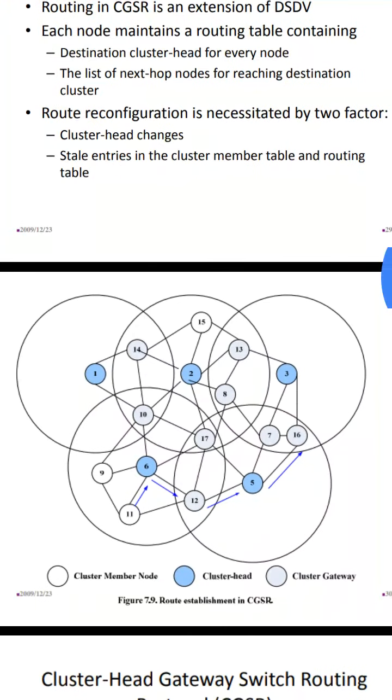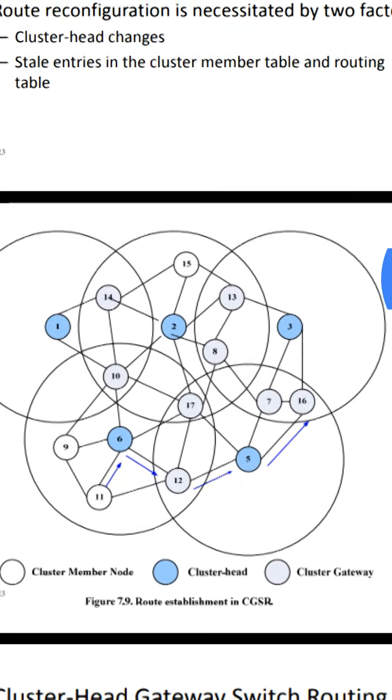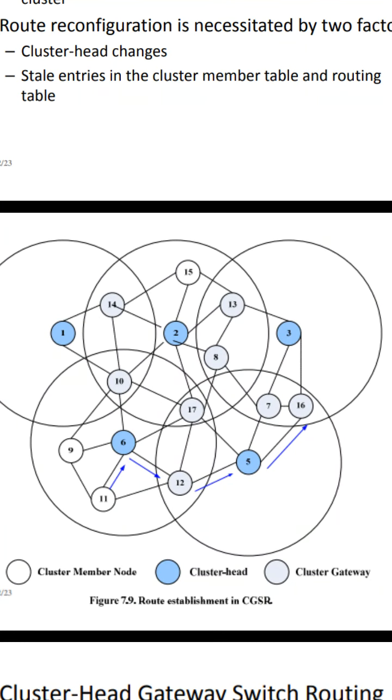So this is the cluster head gateway switch routing protocol, CGSR. Here the nodes are classified into three types. One is cluster heads, denoted in blue color, next cluster gateways, denoted in gray color, and cluster member nodes. Those are the three types of nodes: cluster head, cluster gateways, and cluster members.